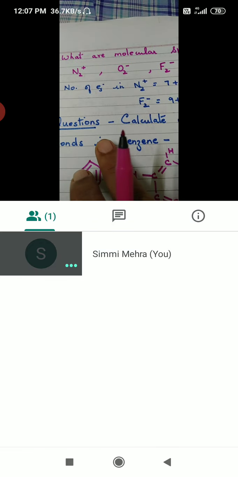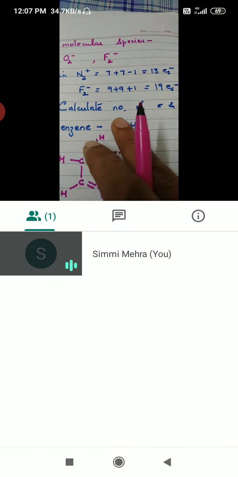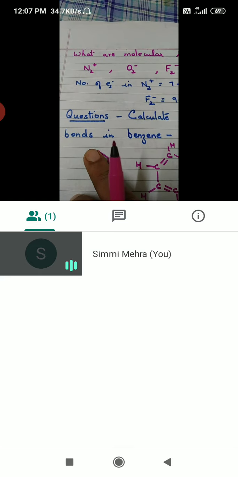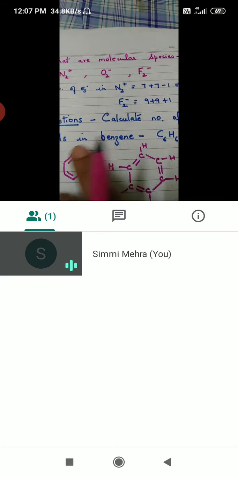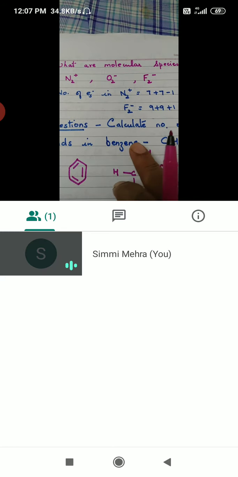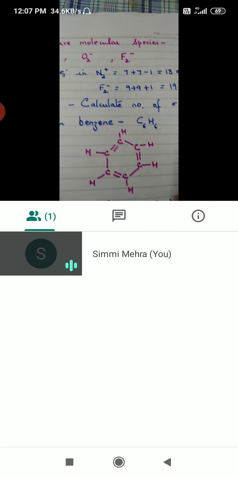Now another question which you get is to calculate the number of sigma and pi bonds, and very common is benzene. Calculate the number of sigma and pi bonds in benzene. Why have I taken this question? It's a bit tricky.